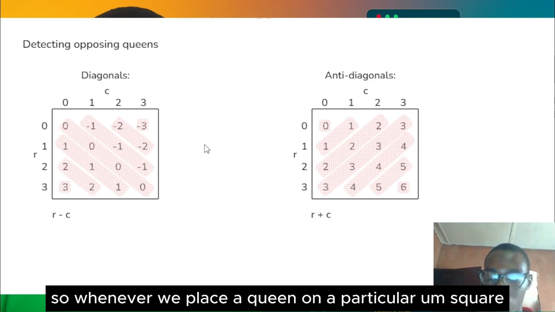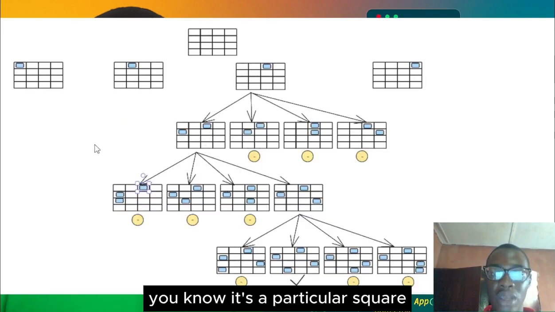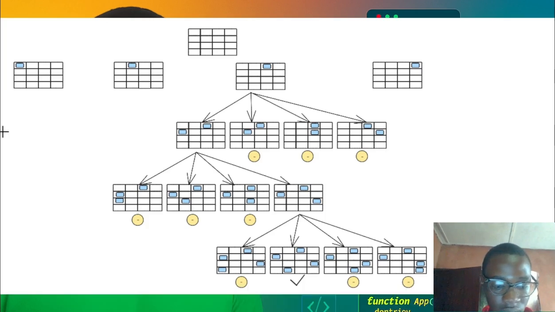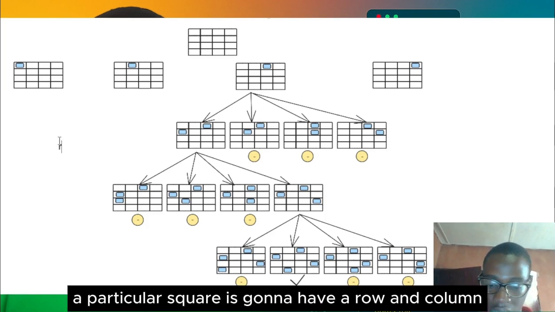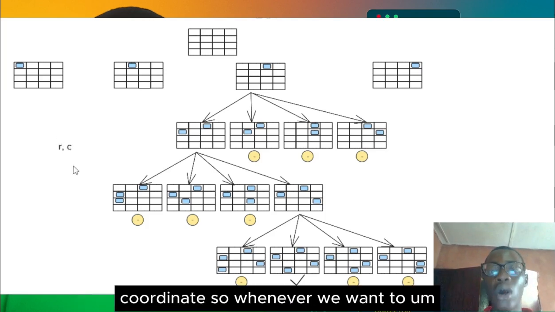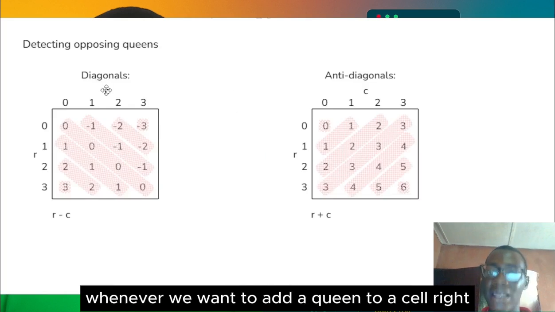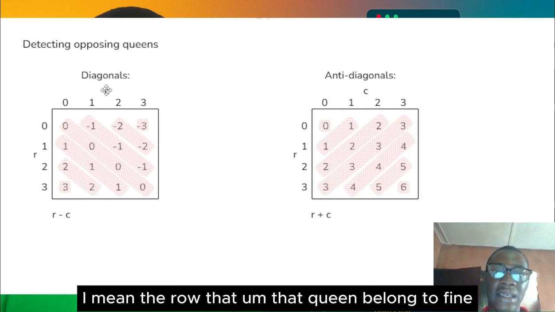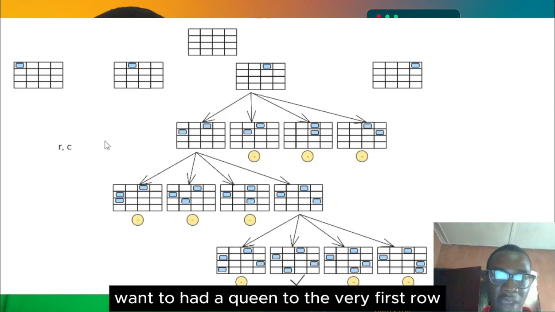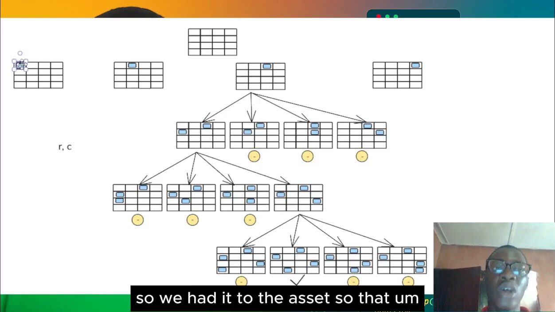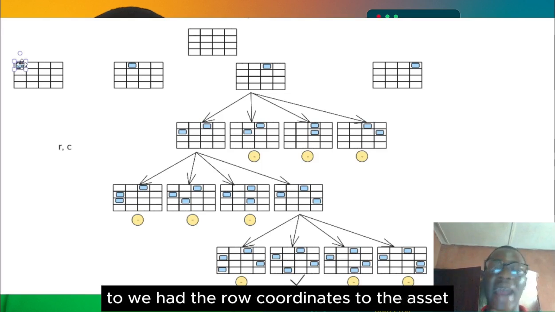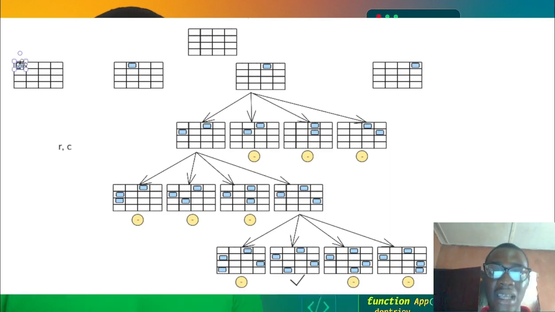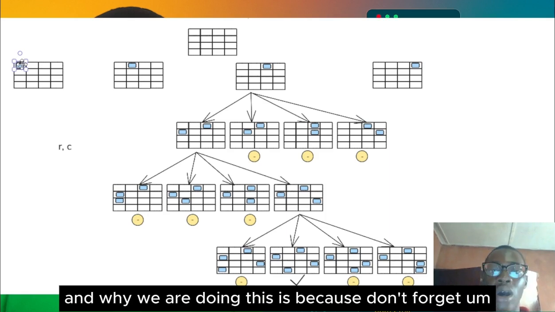Whenever we place a queen on a particular square, a particular square is going to have a row and column coordinate, right? So whenever we want to add a queen to a cell, we are going to keep the row that that queen belongs to in a hash set. Say we want to add a queen to the very first row and very first column: we add the row coordinate to the hash set and the column coordinate to another column hash set.